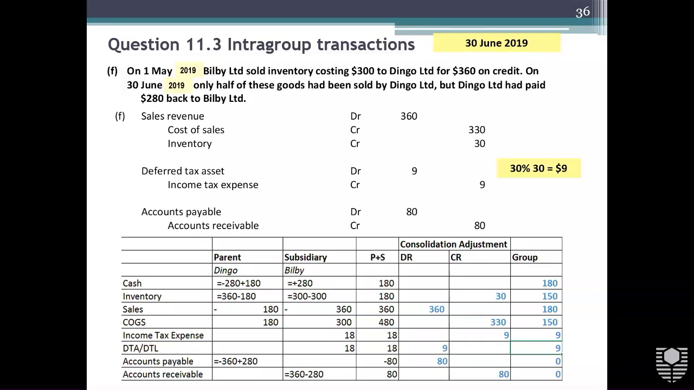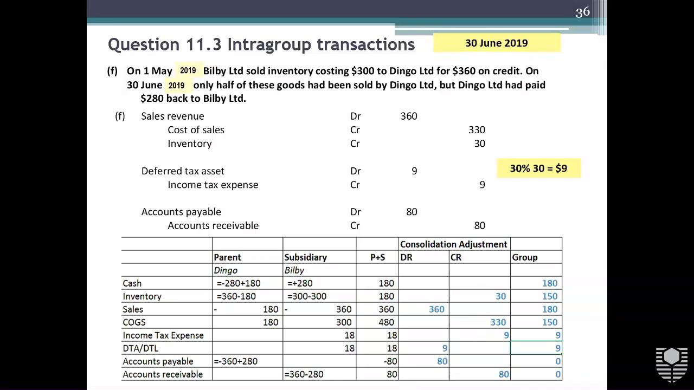Now, in the books of the subsidiary, we have got the original transaction of 360, and then the original cost of 300, but we've also got the cash component. So the parent has paid $280. So we have got cash goes down 280, accounts payable goes down 280. In the books of the subsidiary, their cash goes up 280 and their accounts receivable goes down 280.